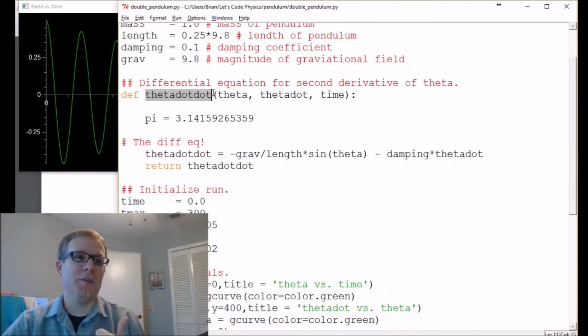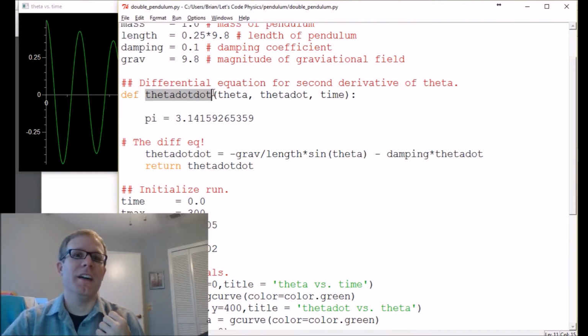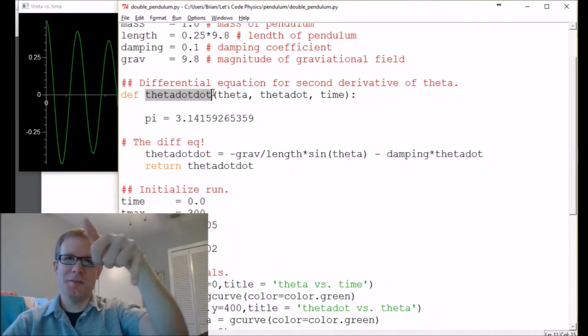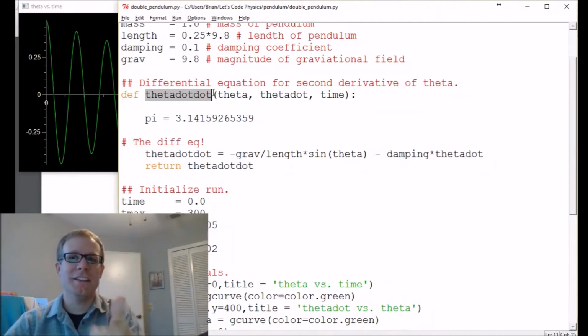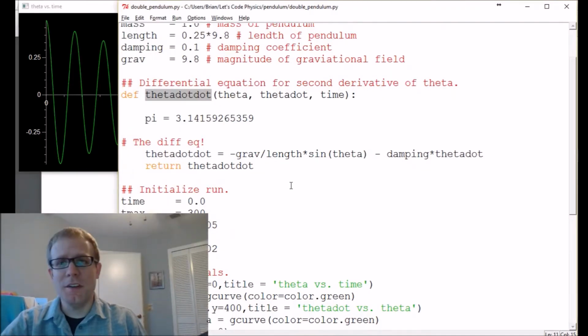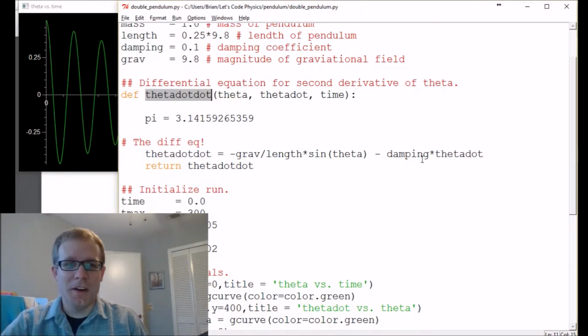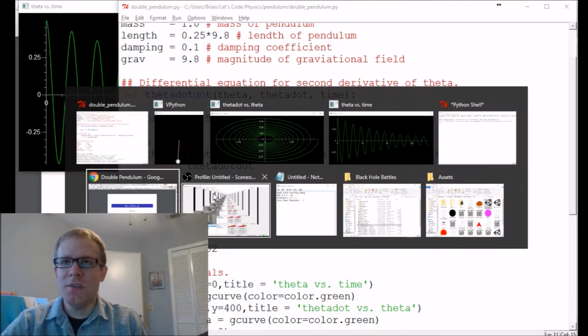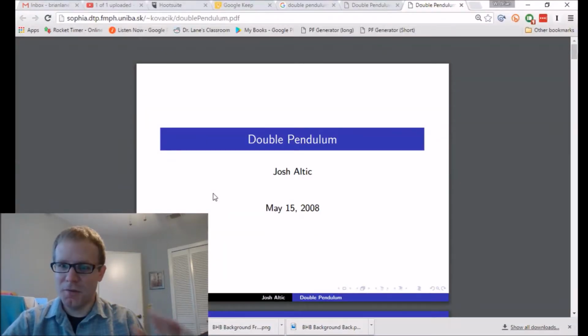For one, it's going to have to return to us a differential equation for theta for the first pendulum, and then a differential equation for theta of the second pendulum. So that'll take a little bit to implement. And those differential equations are a lot more complicated than these terms here. So rather than sit here and rederive it for you, I'm going to use an internet resource.